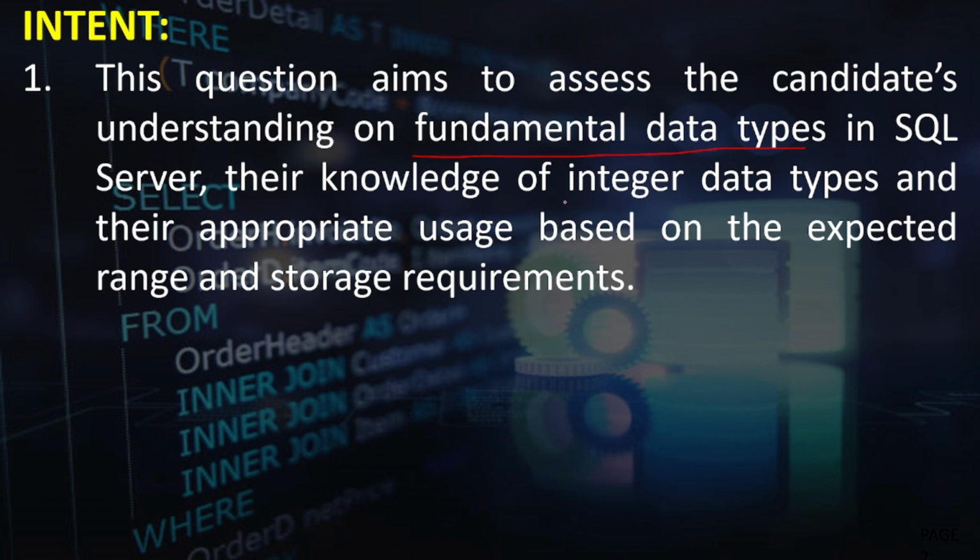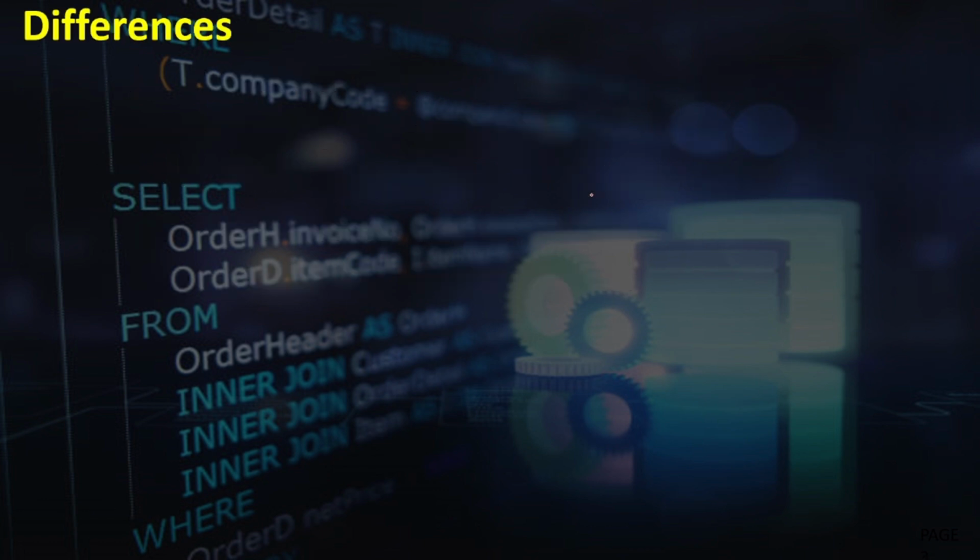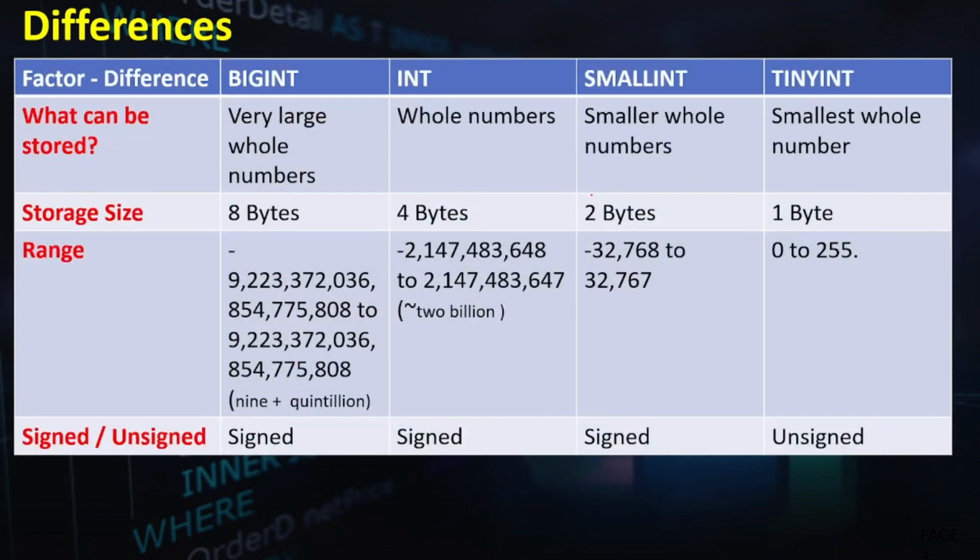They also want to check the knowledge on integer data types. So basically, we have 4 different variations of integer. We have BigInt, SmallInt, Int, and tinyInt. So Microsoft wants to understand all of these from the candidate. Let's go and understand the differences. I'm going to segregate the differences based on factors. Number one is what can be stored.